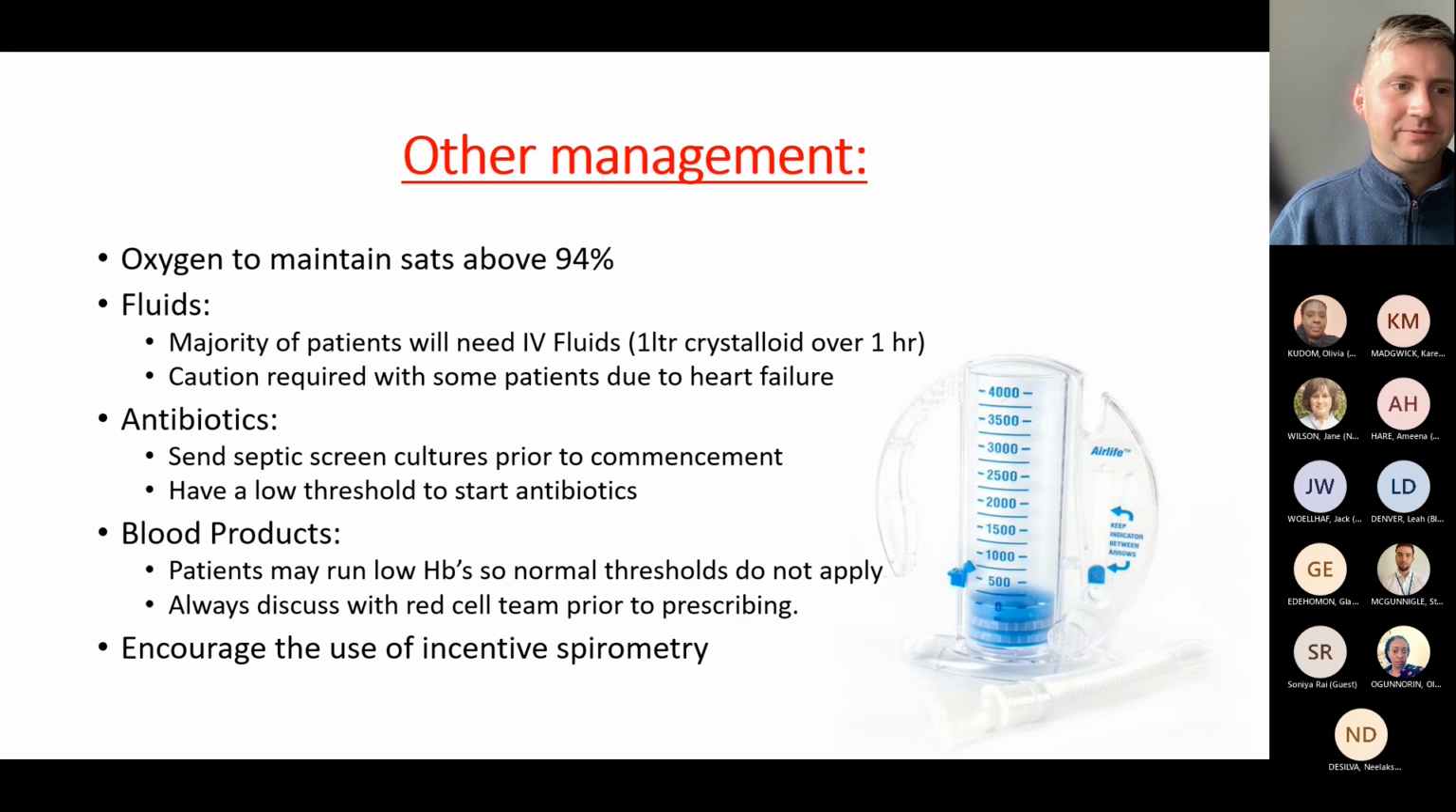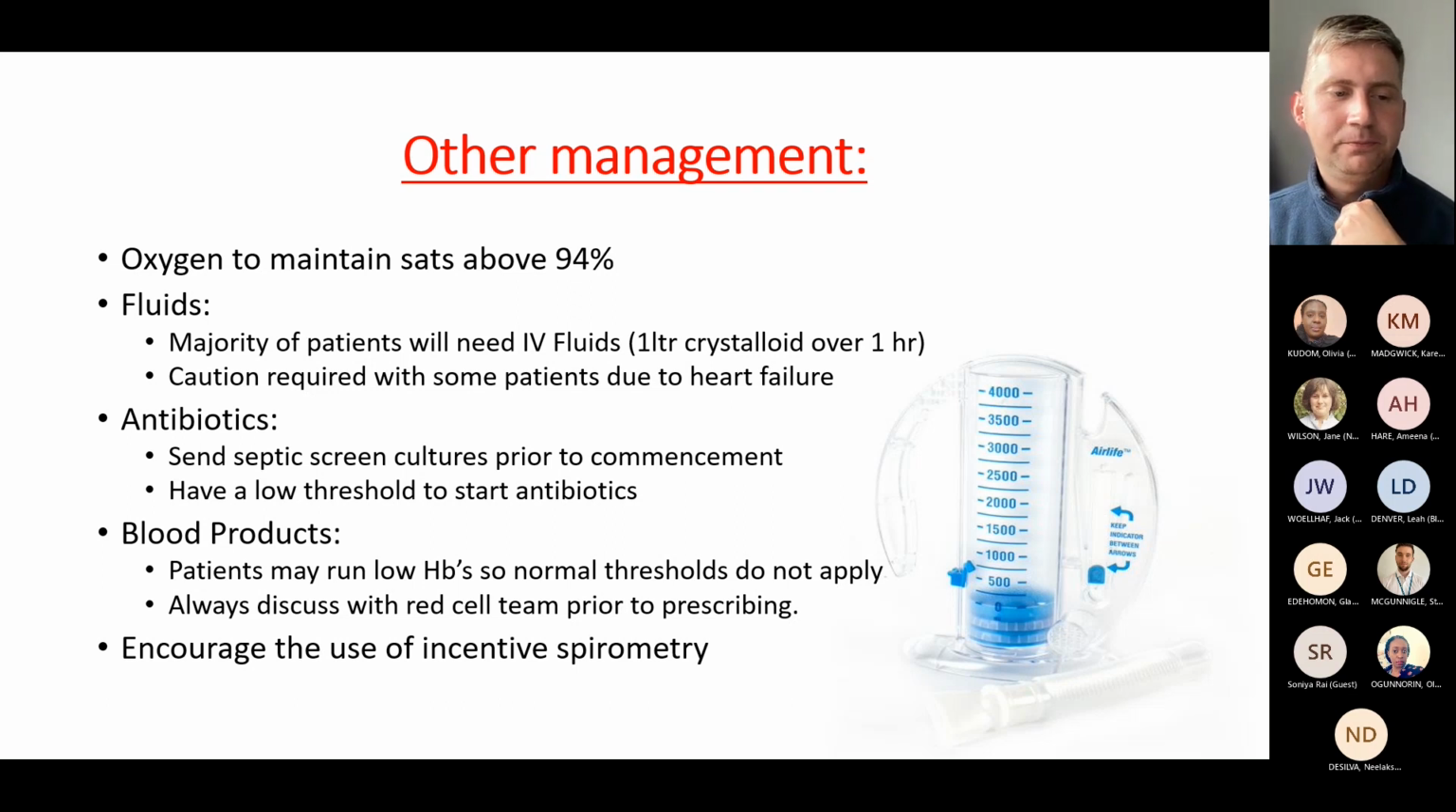So other management. We need to give oxygen to maintain sats above 94%, but as we know, we need to ensure that we do vital signs in air. Fluids: the majority of patients will need IV fluids, so usually we give a litre of crystalloid over an hour. Caution is required in patients with heart failure, whether this is due to iron overloading or other causes. Antibiotics: we should have a low threshold to start antibiotics because of the amount of bacteria and additional organisms that our patients are susceptible to. We need to send a septic screen and cultures prior to commencement.